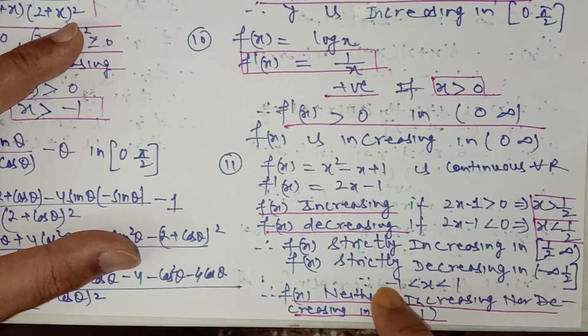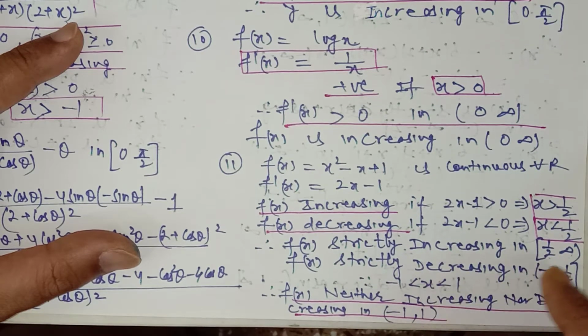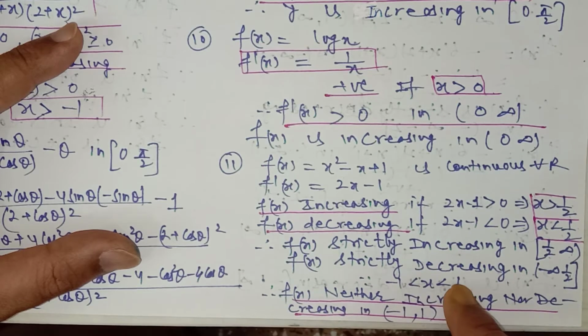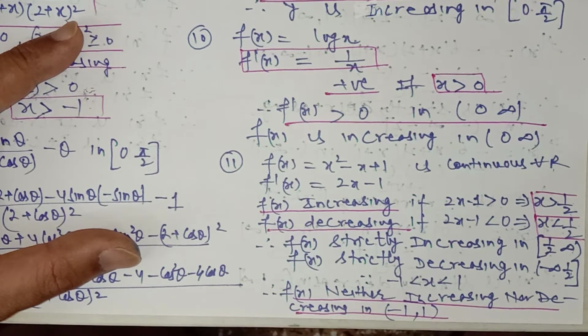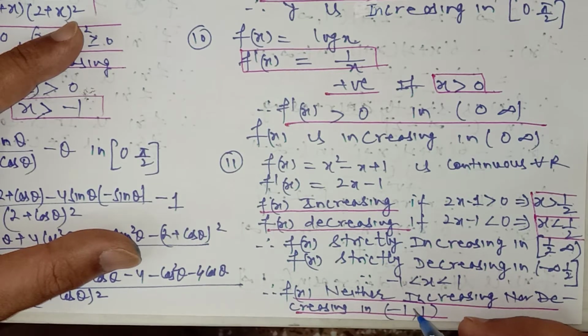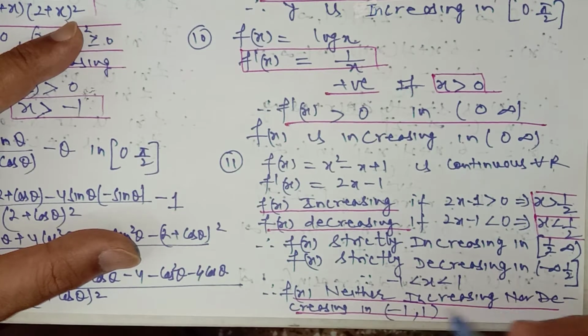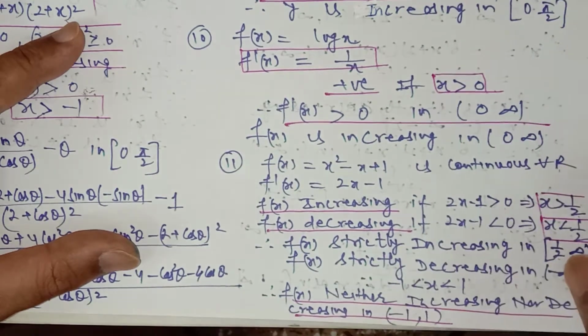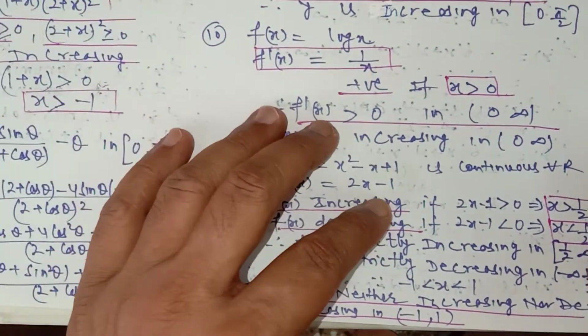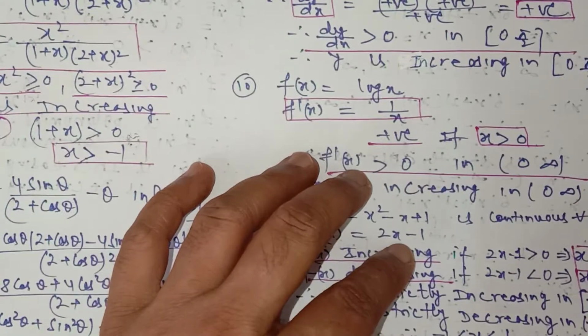Now because it is increasing from half to infinity, that is from half to 1 it is increasing, and it is decreasing from half to minus 1 also. So we can say that it is neither increasing nor decreasing in the interval minus 1 to 1, because it is increasing from half to 1 and decreasing from half to minus 1. Therefore it is neither increasing nor decreasing in this given interval.